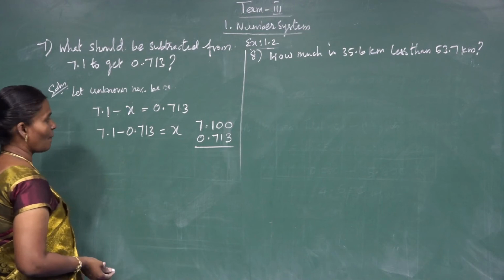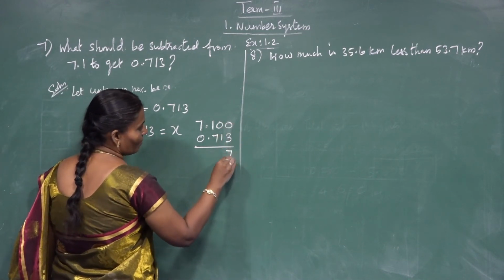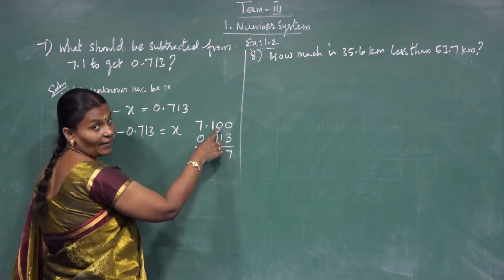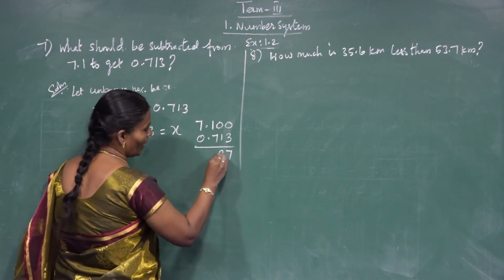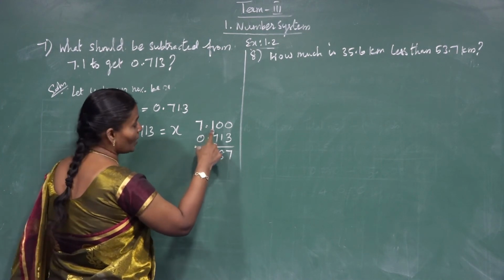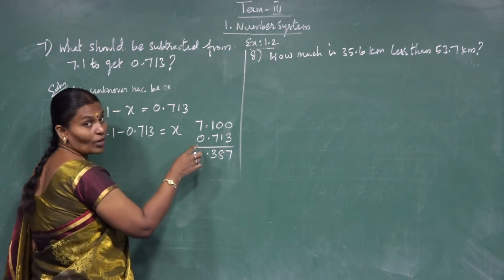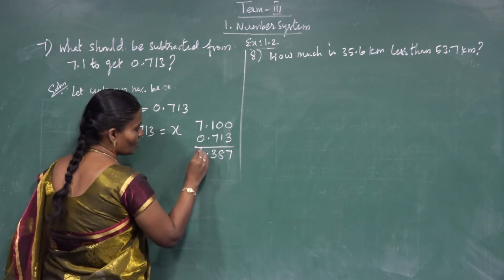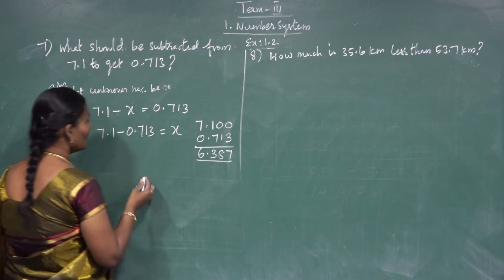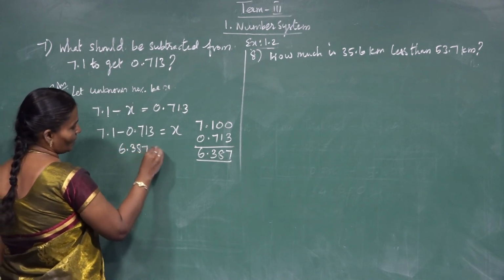Now subtract this. So what comes here? 10 minus 3 is 7. Here 9, so 9 minus 1 is 8. Here 10 now, so 10 minus 7 is 3. Point. You already gave no 1, so here 6. So what answer here? 6.387. This is equal to x.